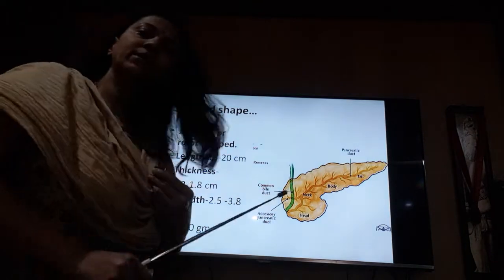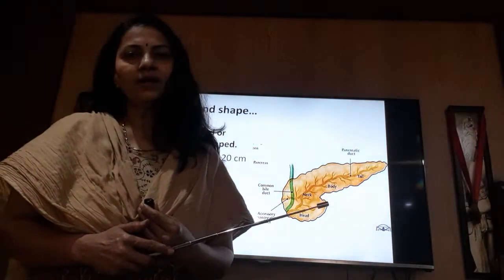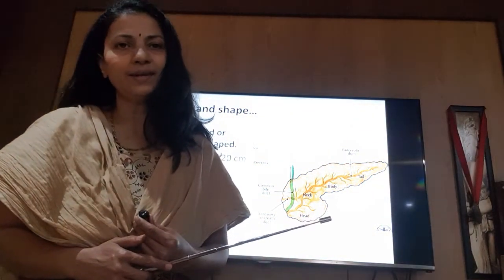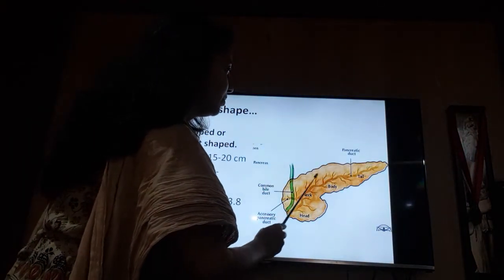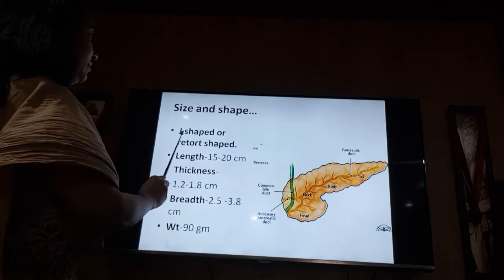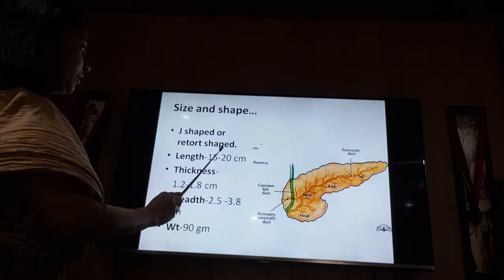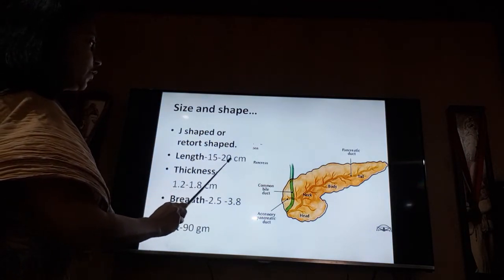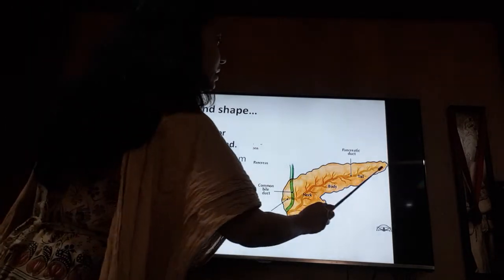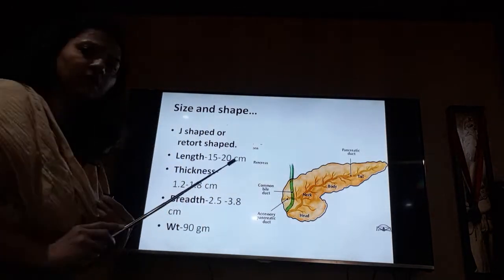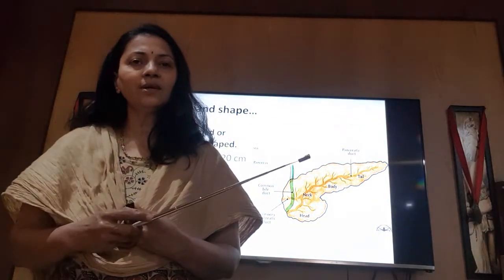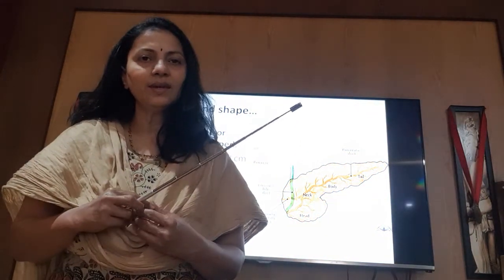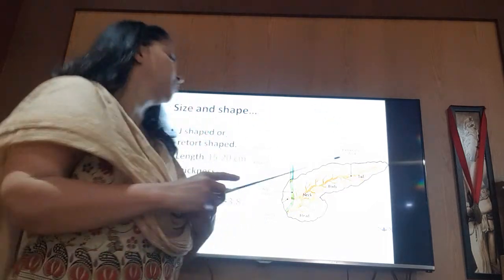Now, what is the size and what is the shape of the pancreas? You can see it is J-shaped, right? It is J-shaped or retort shaped. Length is 15 to 20 centimeters. Not much. Okay? 15 centimeters is just 6 inches, isn't it? So it is not very long.